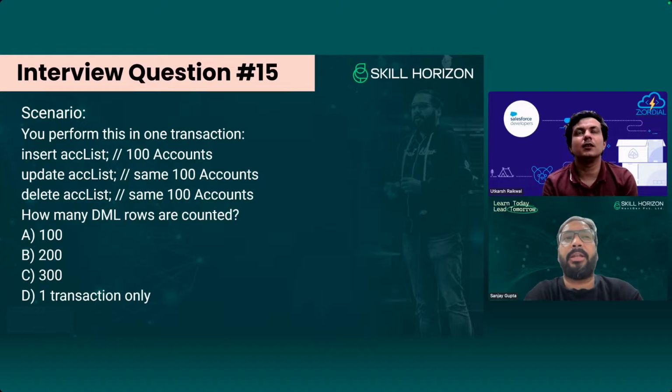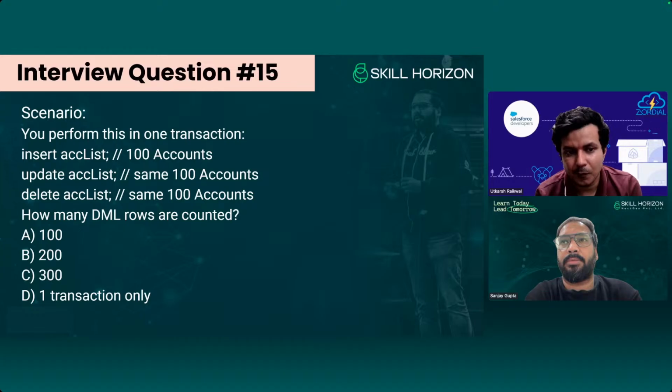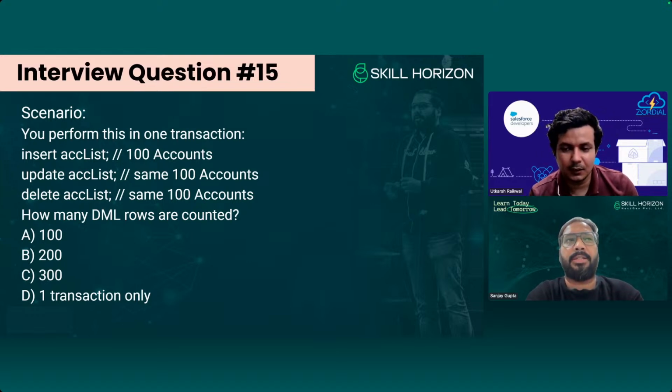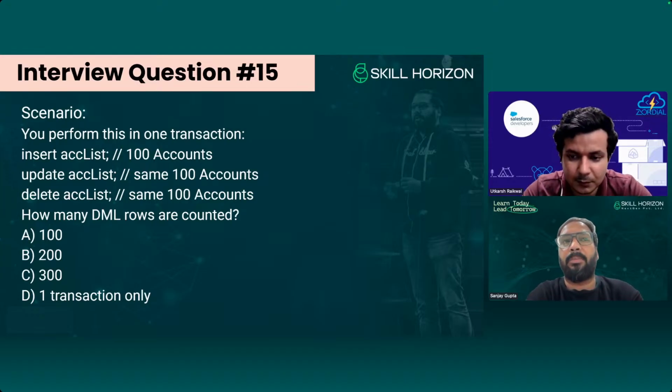So how many DML rows are counted? If we say DML only, then it's one. Not one, it should be three, I guess. DML statements would be three, right? Yeah, DML statements will be three under the single transaction. Yeah, in a single transaction there will be a total of three DML statements, and DML rows means the number of records. So the records you are processing.